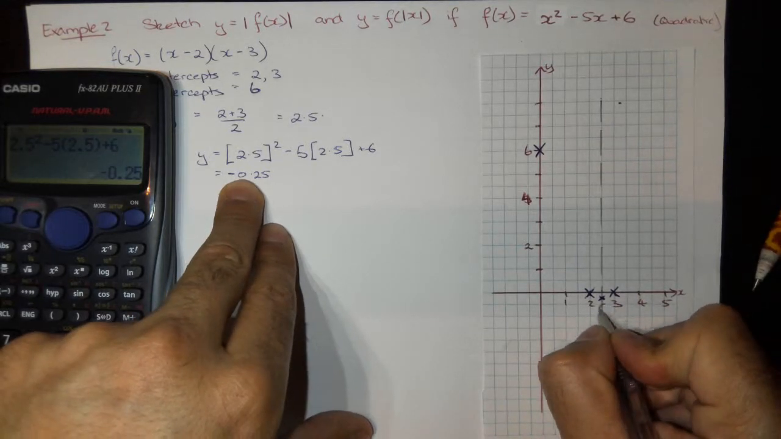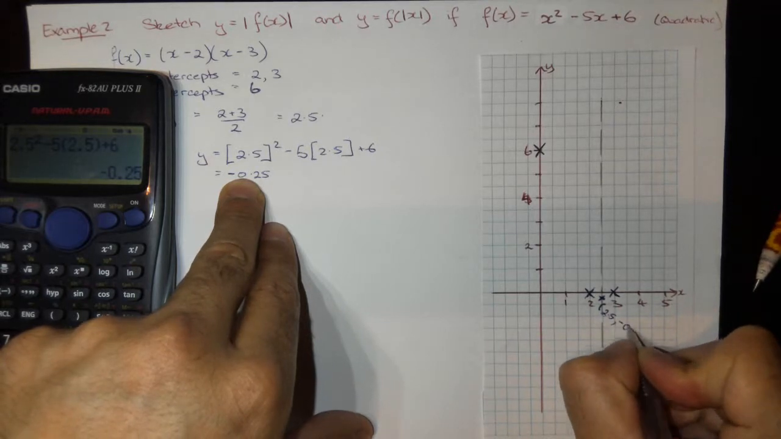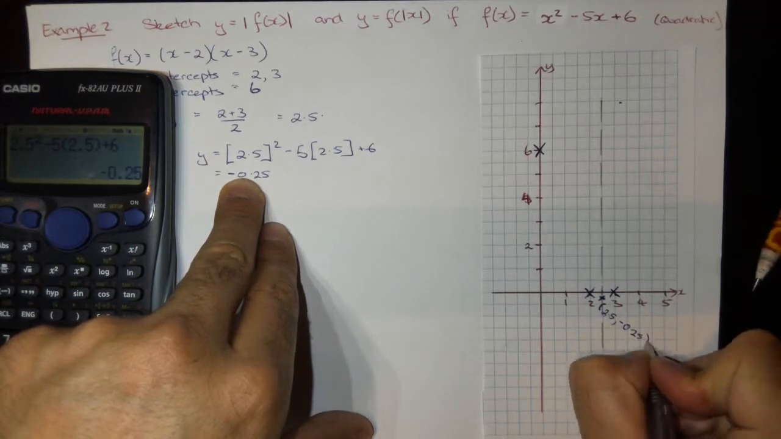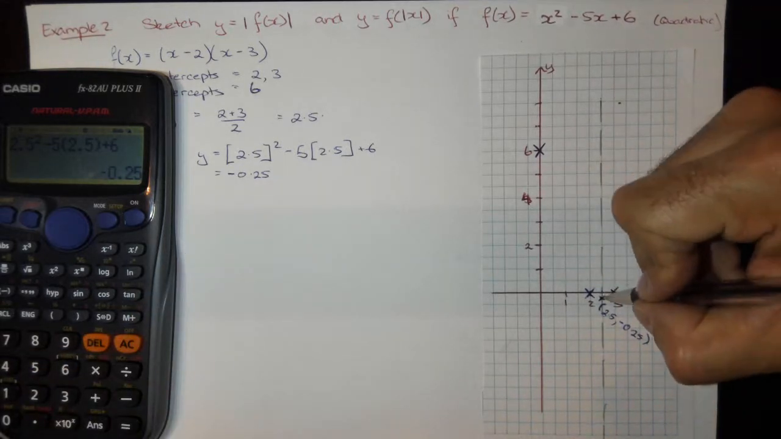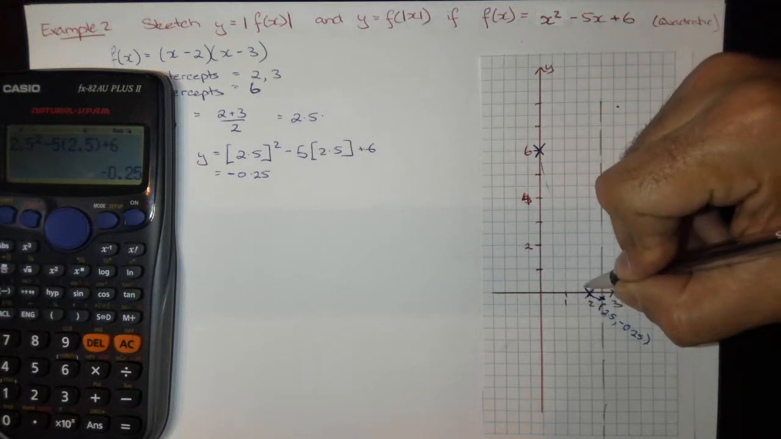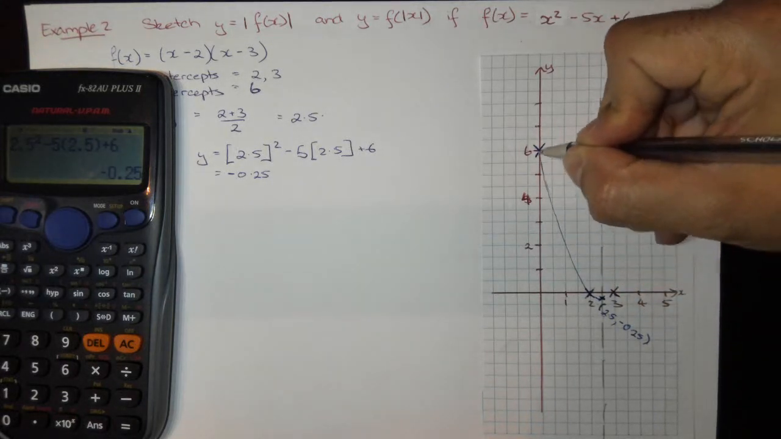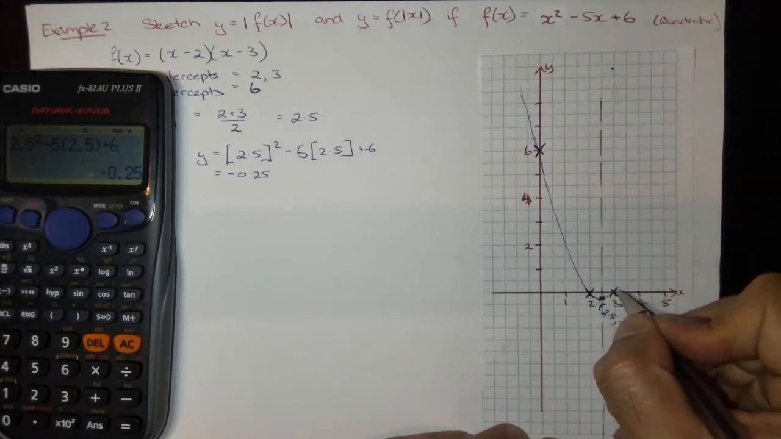So I'll just write it here: 2.5, negative 0.25. So what I have is technically a parabola that looks like this.